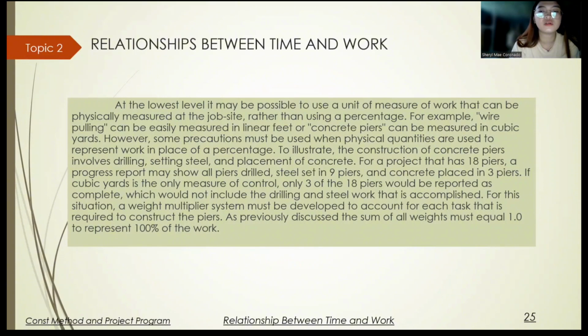To illustrate, the construction of concrete piers involves drilling, setting steel, and placement of concrete. For a project that has 18 piers, a project report may show all piers drilled, steel set in 9 piers, and concrete placed in 3 piers. If cubic yards is the only measure of control, only 3 of the 18 piers should be reported as complete, which would not include the drilling and steel work that is accomplished.